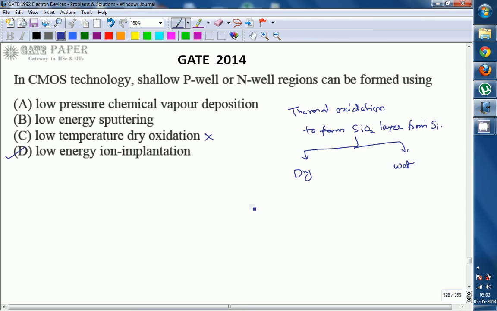Next, low pressure chemical vapor deposition. This is called LPCVD. LPCVD is low pressure chemical vapor deposition. This method is also used to form a silicon dioxide layer. One method we know is thermal oxidation, and the other method of forming a silicon dioxide layer is LPCVD. LPCVD is also used to form an SiO2 layer. Then what is the difference between these two?